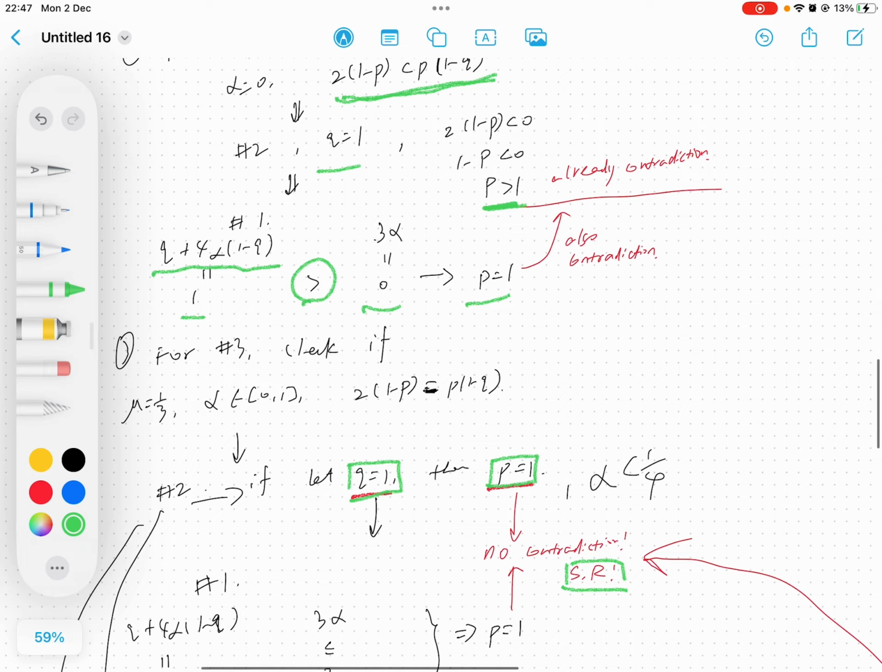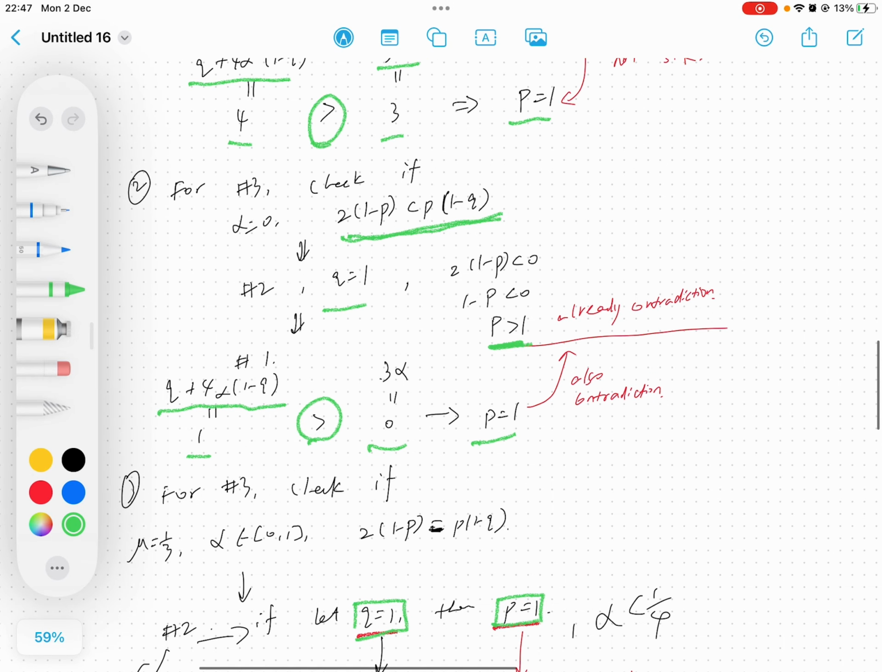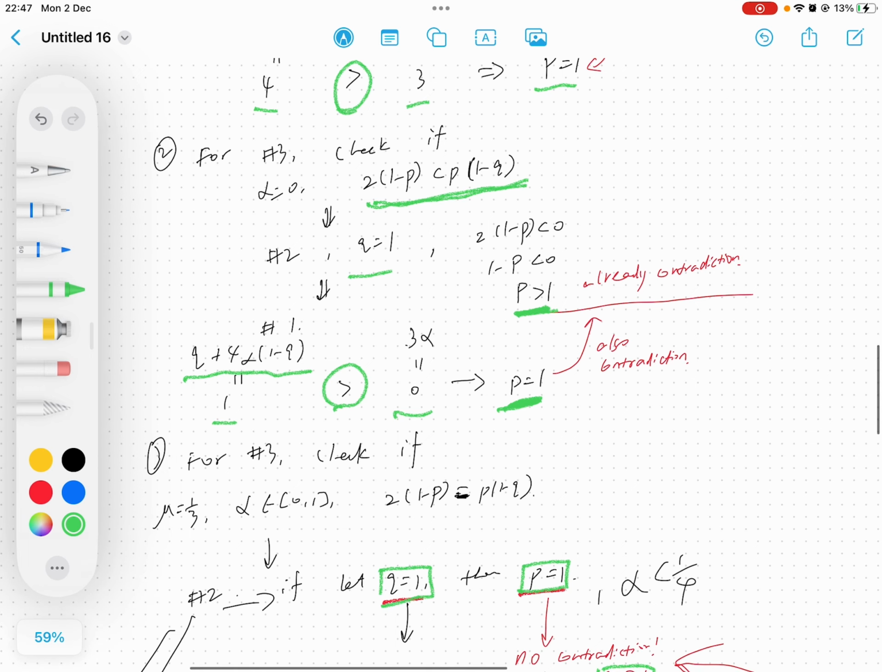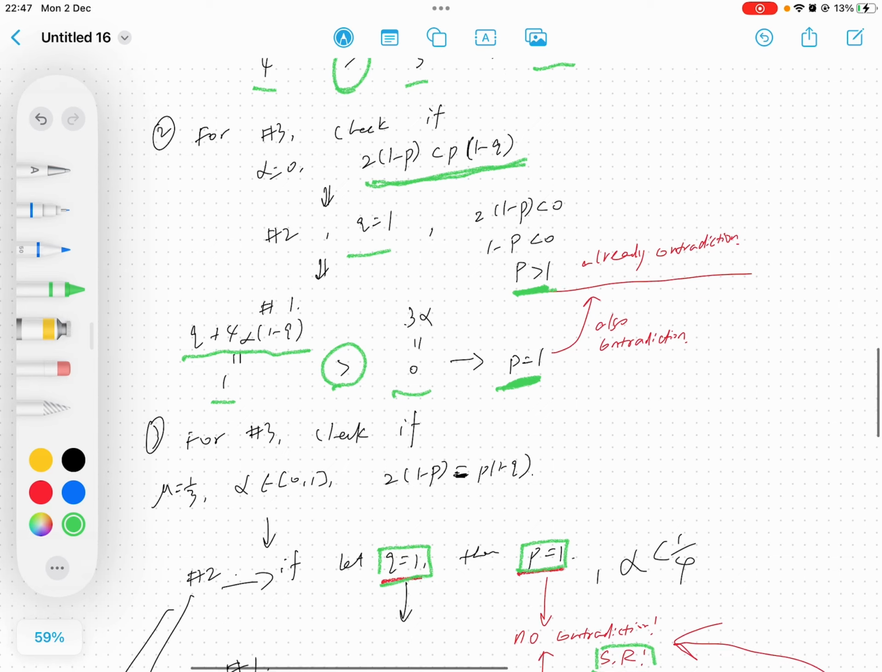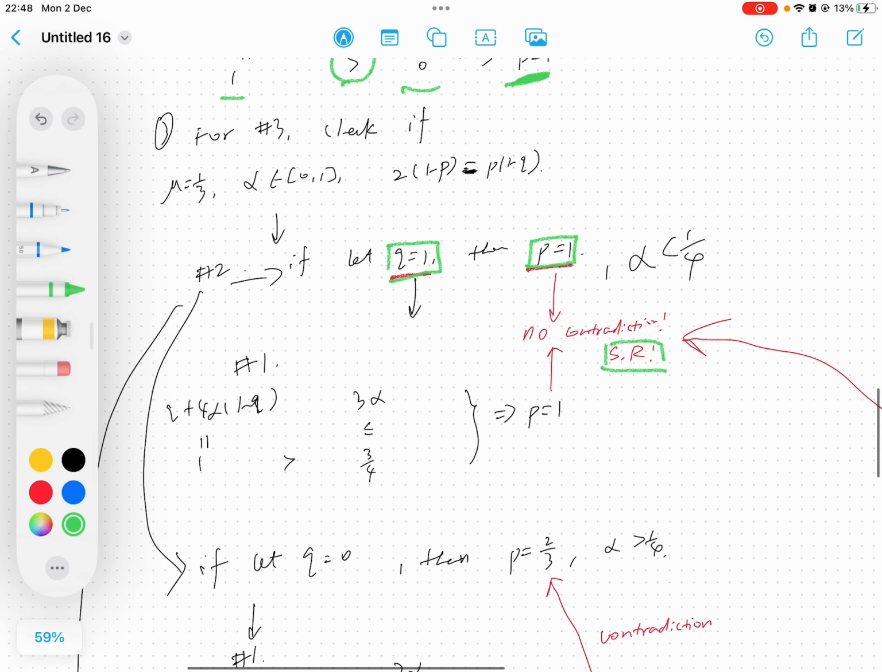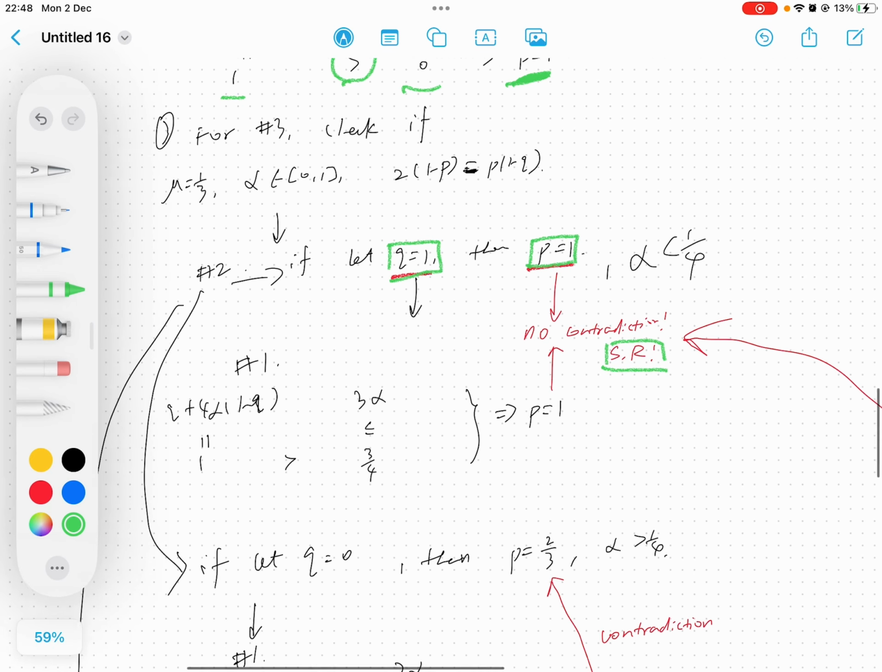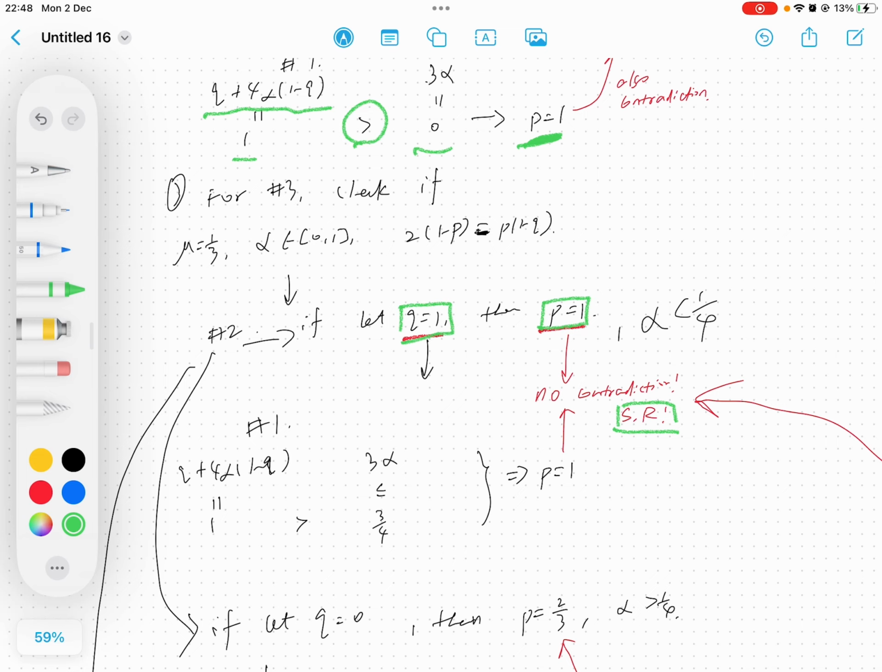So if p is 1, that will again be contradictory to the condition we obtained earlier, p is greater than 1. So those are the contradictions. It means that this case failed, so this is not sequentially rational. Okay, good.